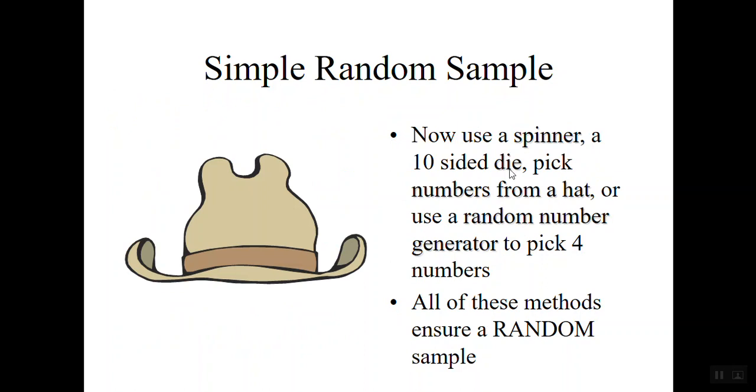Now you could use a spinner, a 10-sided die, or pick numbers from a hat, or use a random number generator and pick 4 numbers. Then that way you ensure that each student has an equal chance of being selected. So that's a simple random sample.